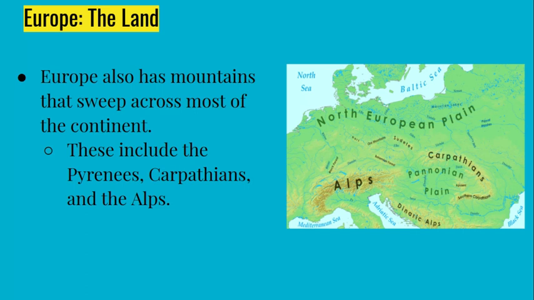Europe also has mountains that sweep across most of the continent. These include the Pyrenees, the Carpathians, and the Alps. So if you look on this map, the Alps run along countries like Switzerland and Italy, which are right over here. Okay, the Carpathians are over here in this area, which is running close to where Russia and the countries that the USSR used to control are, kind of over in this area. And then you can't see the Pyrenees, but they're off where Spain is.